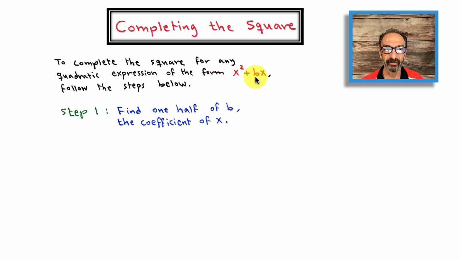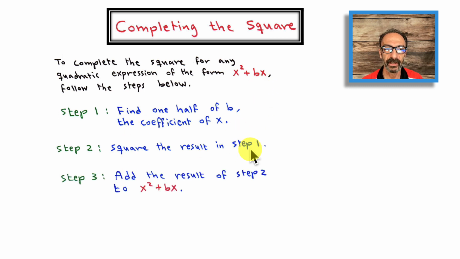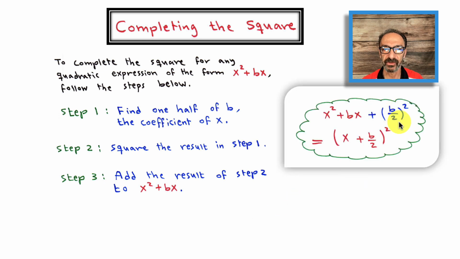So we take 1/2 of b, we're going to square that and add that to x squared plus bx. And this is how it's going to look in abstract form. Let's move on and see some practical examples with numbers.